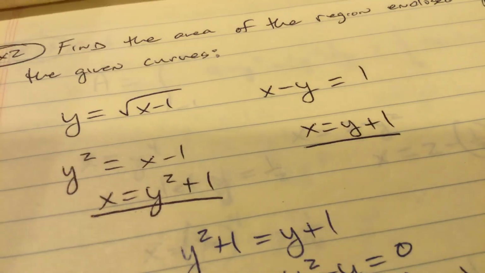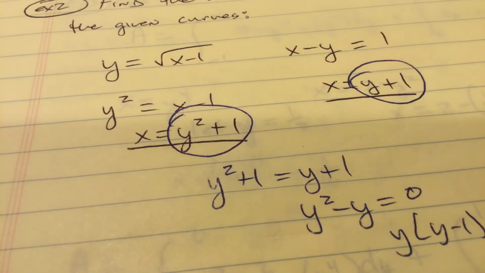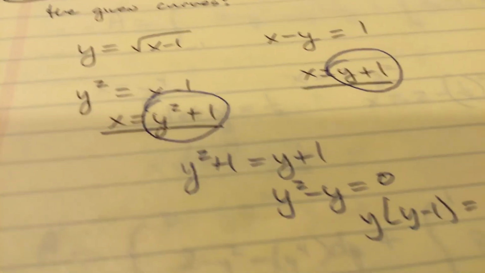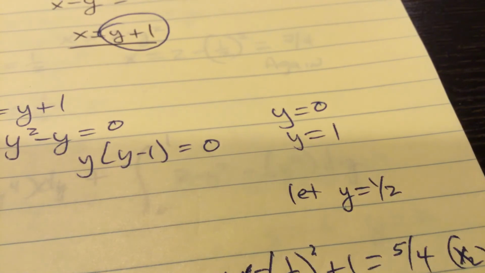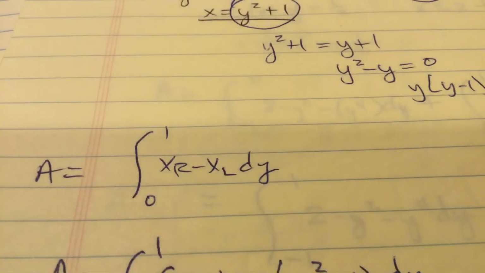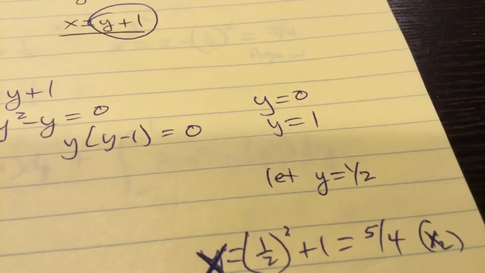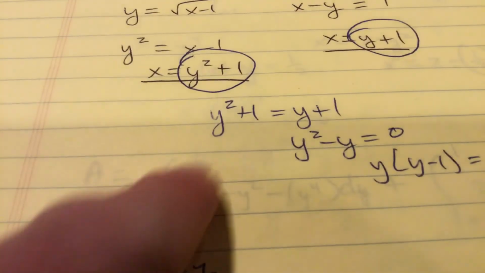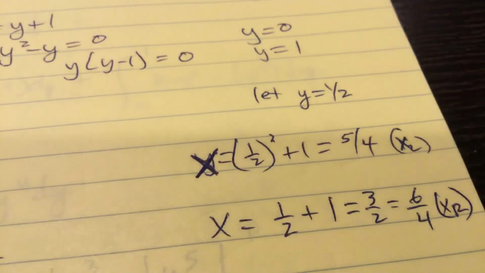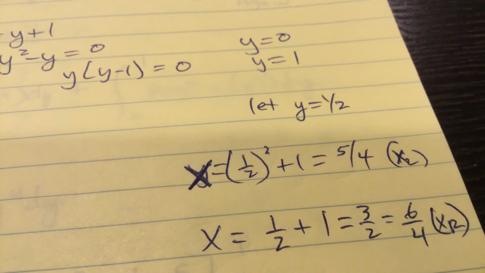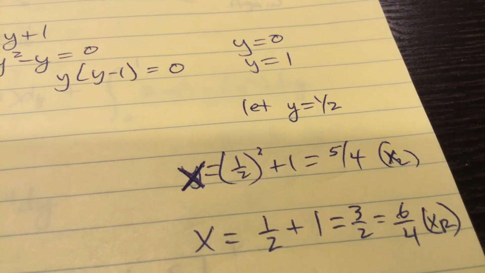So then, if x equals y squared plus 1 and x equals y plus 1, I would set those two equal to each other. Move over the y, the 1's cancel. This one factors really nicely. You get y is 0 and 1. So you know that those are the bounds. Area is from 0 to 1, x right minus x left, dy. What can you pick between 0 and 1? I guess a half. So you're going to plug a half in for y right here and a half in for y right there. 1/2 squared plus 1 is 5/4. 1/2 plus 1 is 3/2, which is 6/4.